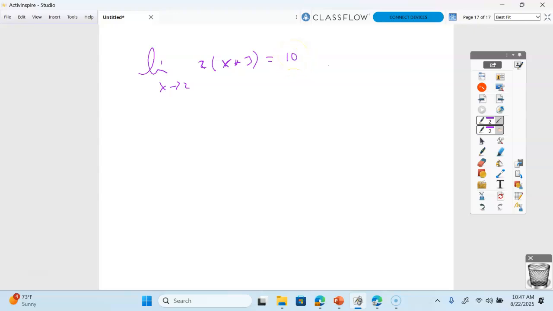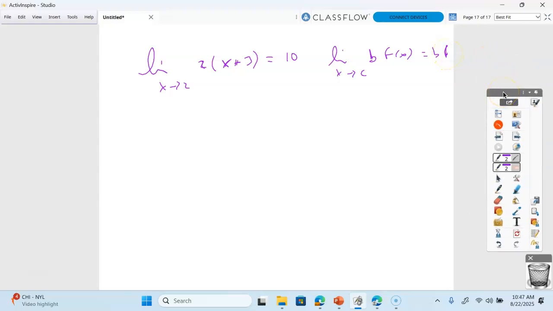So the first rule is this. If you have the limit as x approaches some number c of a constant b times f of x, that is always going to be equal to b times the limit of f of x as x approaches c. Okay? You can pull a constant out. It's always going to be true. Okay? So back it up one more time. If I take a limit of a constant times a function, 2 times this, I can just take the limit of this and multiply the 2 later.